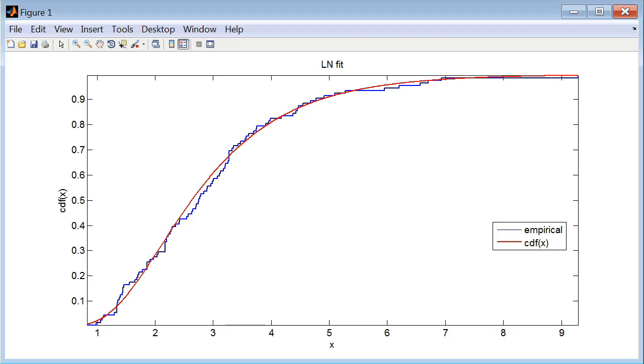This is a comparison between a log-normal sample in blue and the log-normal CDF in red. We see that the empirical CDF has the typical staircase form. Basically, it increases one step every time that there is a sample, and it follows, except for fluctuations, the curve of the theoretical CDF.